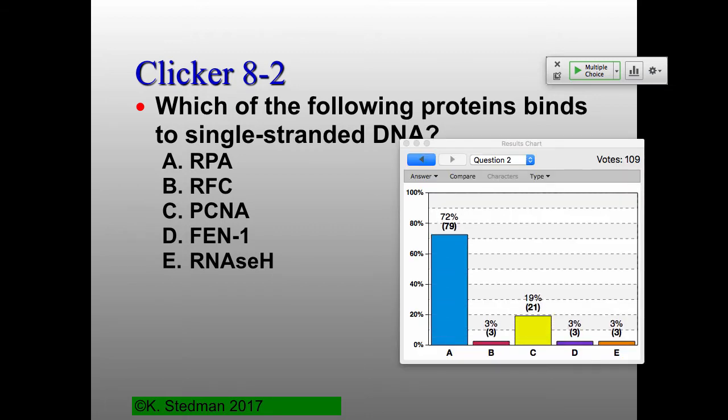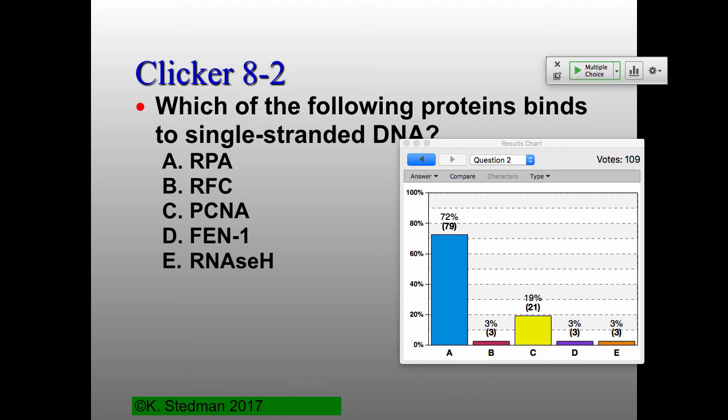So RPA. These are the kinds of things I would expect you to remember. Again, I'll give you that table on that slide. SSB, RPA. What's RFC? Clamp loader. PCNA is the clamp. FEN1 is flap endonuclease. RNase H is RNA-DNA hybrid. I would know the actual names as well.